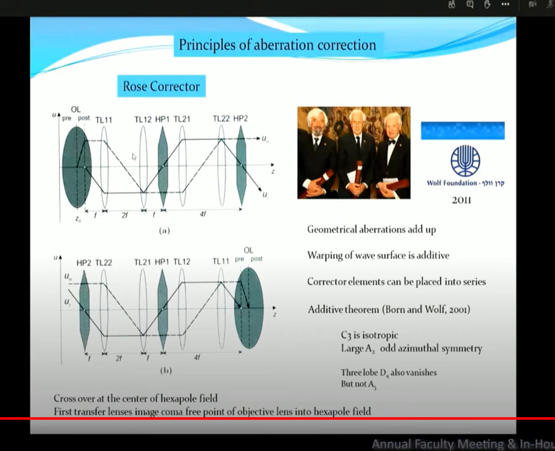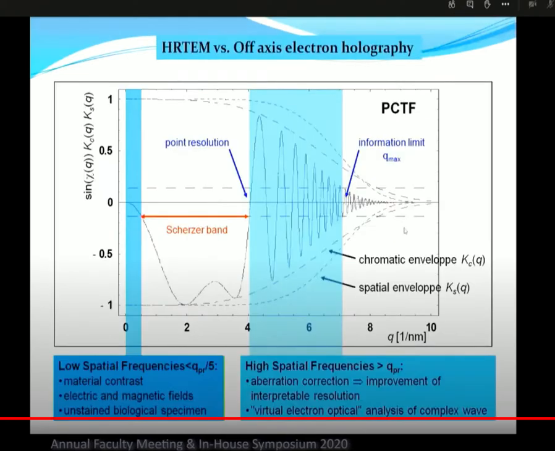So you have to nullify the effect of one lens by another set of lenses. So we have the double hexapole and the two transfer doublets. This is for the imaging system, for the broad beam illumination, and the bottom one is for the probe corrector system. Same mode. So I will not go through the details of that because there is a long history and struggle in this field. So here's a brief comparison between off-axis and inline holography of the HRTEM.